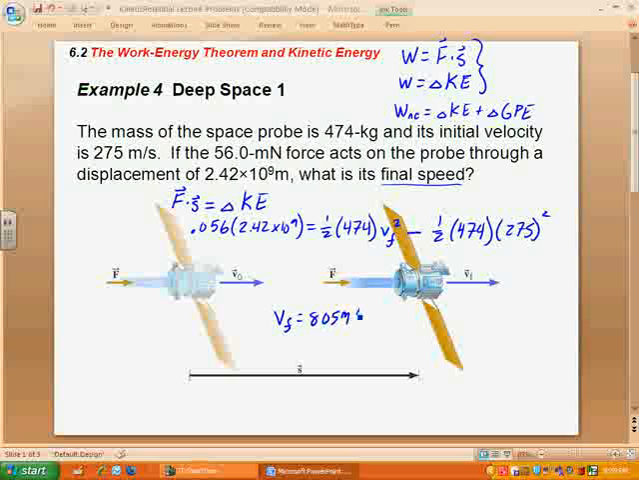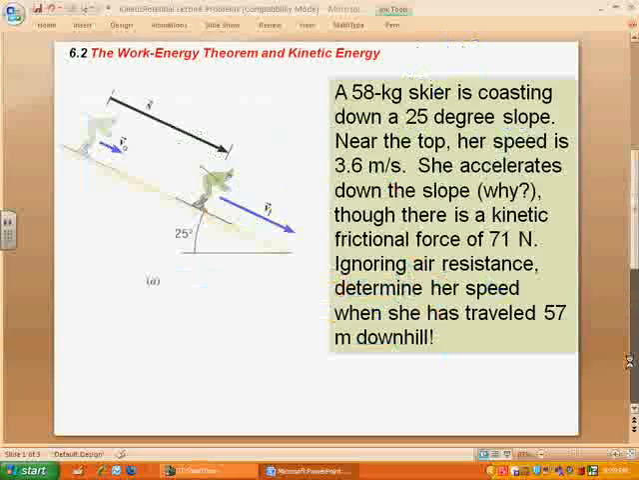Alright, let's look at another one. This one deals with a skier going down a slope. Near the top, the speed is 3.6. She accelerates down the slope. Gravity's pulling her down the slope, though there's a kinetic frictional force of 71 newtons. Ignoring air resistance, determine her speed when she's traveled 57 meters downhill. So this will be 57 meters, and we're determining her speed.